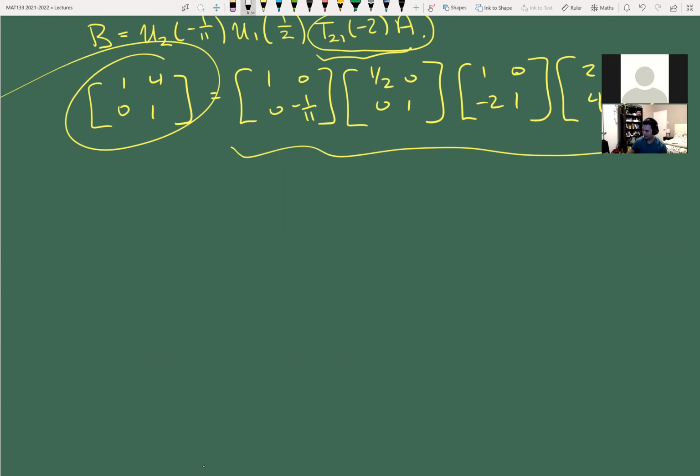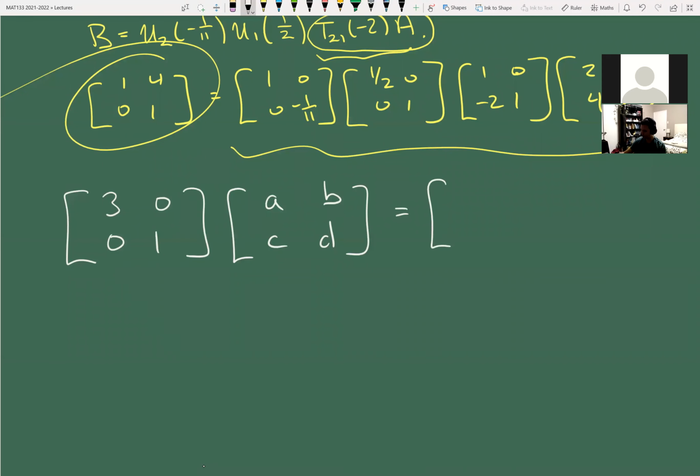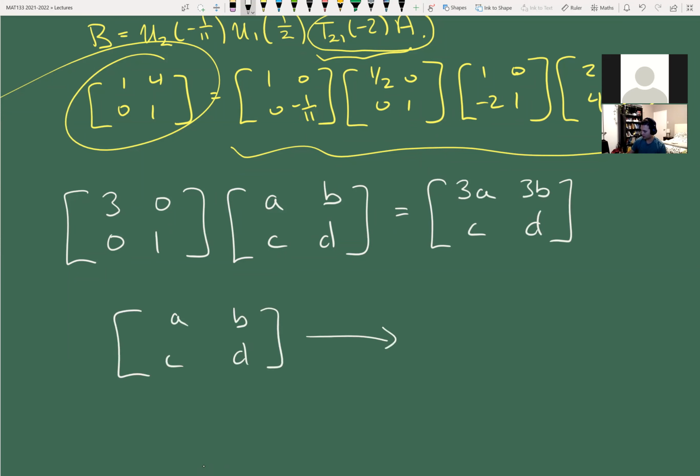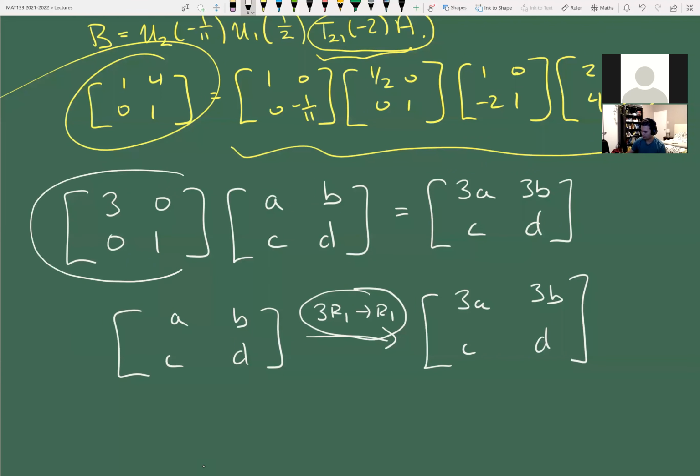If I take 3, 0, 0, 1 and multiply it by A, B, C, D, this gives me 3A, 3B, C, and D. And that would be the same thing I got if I applied this. So what I'm saying is that this operation is the same as multiplying by this matrix. So this is U13.